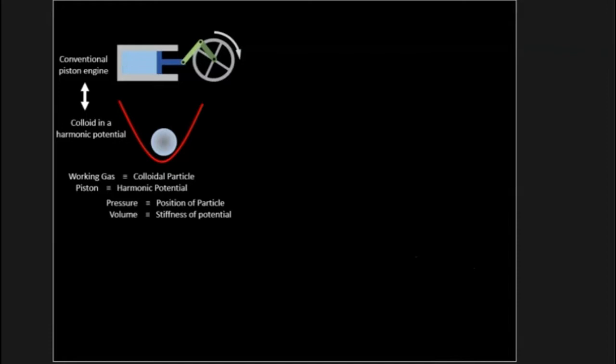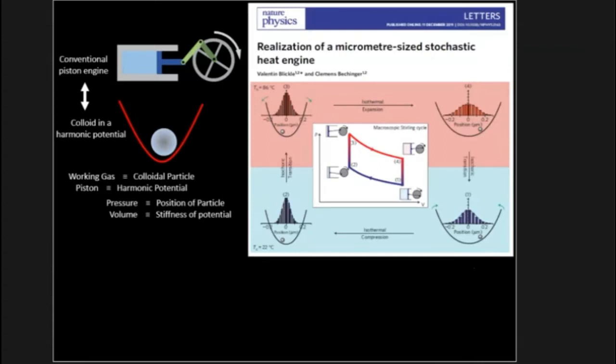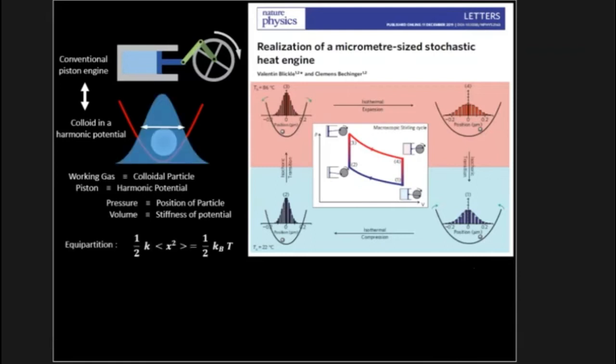Now, using this concept in a seminal experimental work, a Stirling cycle, as I showed you earlier, was performed using a single colloid. So now the thing to notice is that the distribution of the particle's position in equilibrium is a Gaussian, and the width of it is decided by the stiffness of the potential and the temperature according to equipartition. Now, the isothermal processes in this case are the ones where the temperature of the water bath is kept constant and the stiffness is varied, and the isochoric processes are the ones where the stiffness of the harmonic potential is kept constant and the temperature is varied.